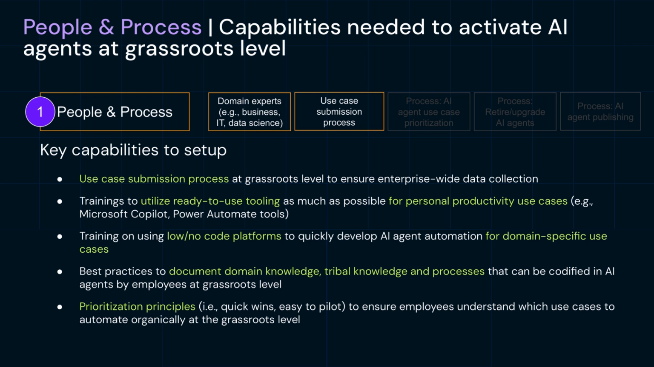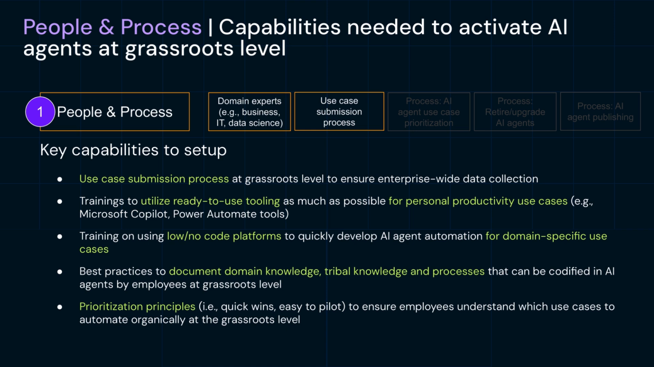There has to be clear best practices designed to document domain knowledge, tribal knowledge, or processes which can be codified in the AI agents. And this codification of tribal knowledge is best going to happen at the grassroots level because that is where this knowledge really exists.